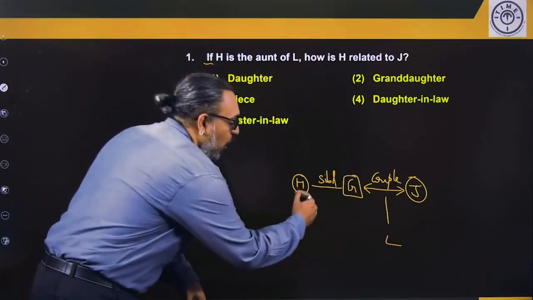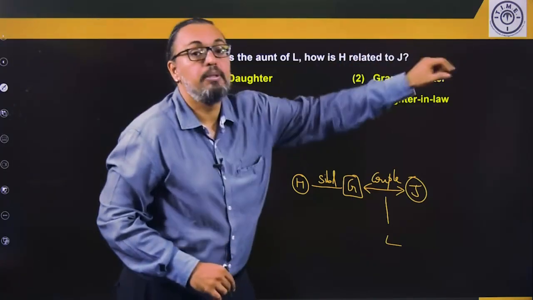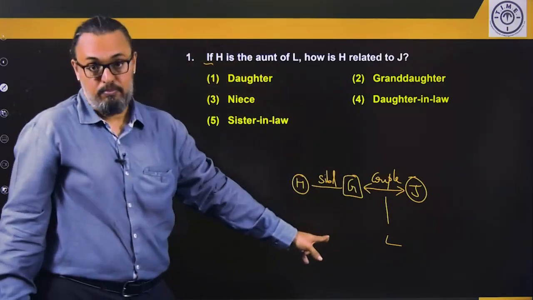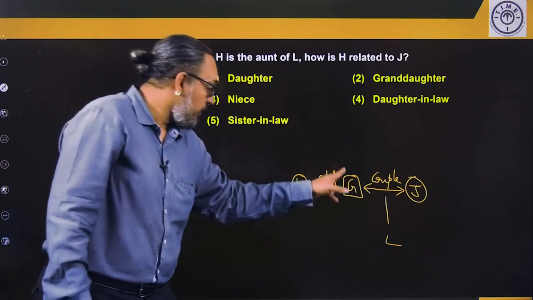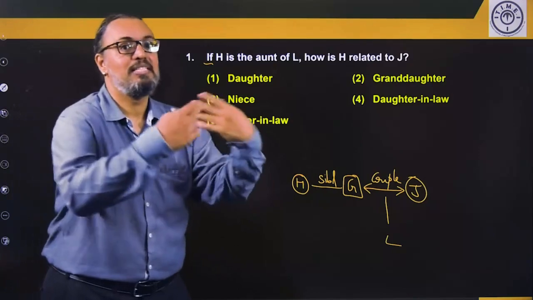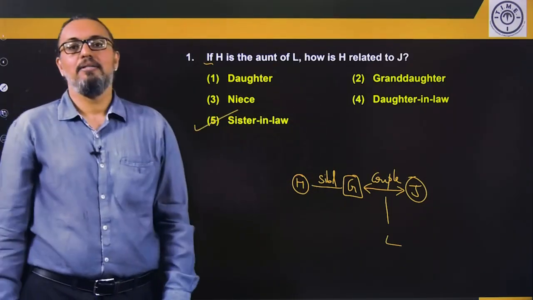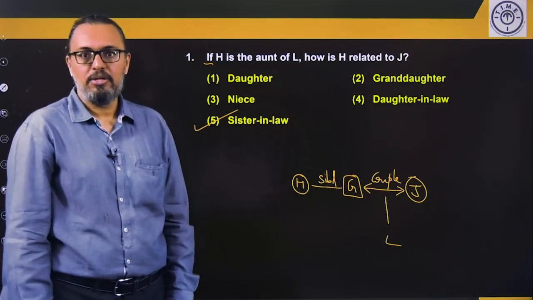Now, because he is asking how is H related, from the other person you check, means from J you have to check. So, J has a husband, a spouse, and that husband has a sister, the spouse's sister. Spouse's sister is called sister-in-law. That is my answer. Understanding the point here?